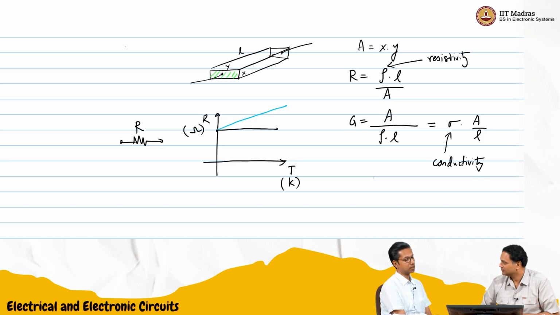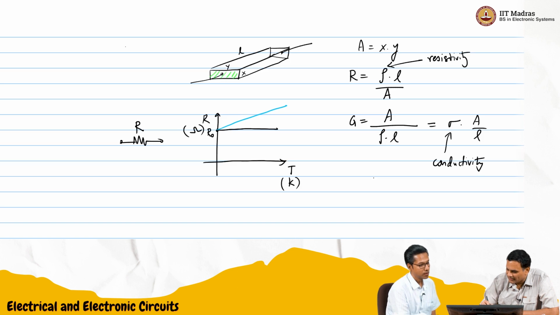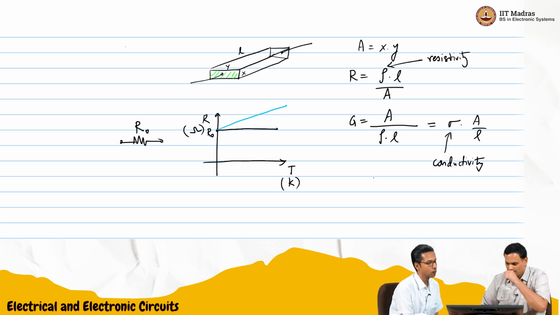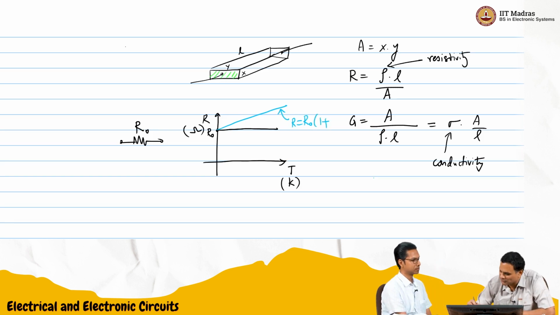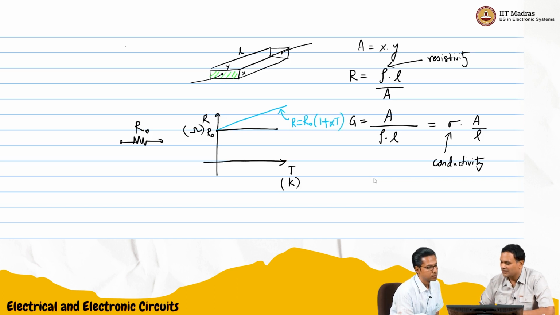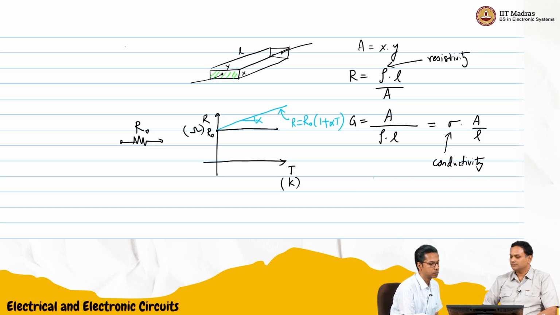So the resistance will become some R naught into. Correct. So let's just call this R naught. So this is the resistance R naught. Well, we can just model this. If you know the slope. Yes, if you know the slope. R naught into 1 plus, what is a good symbol to have? Alpha, we'll use alpha. Okay. Alpha times T. Like this. So the slope is alpha, right? Correct.